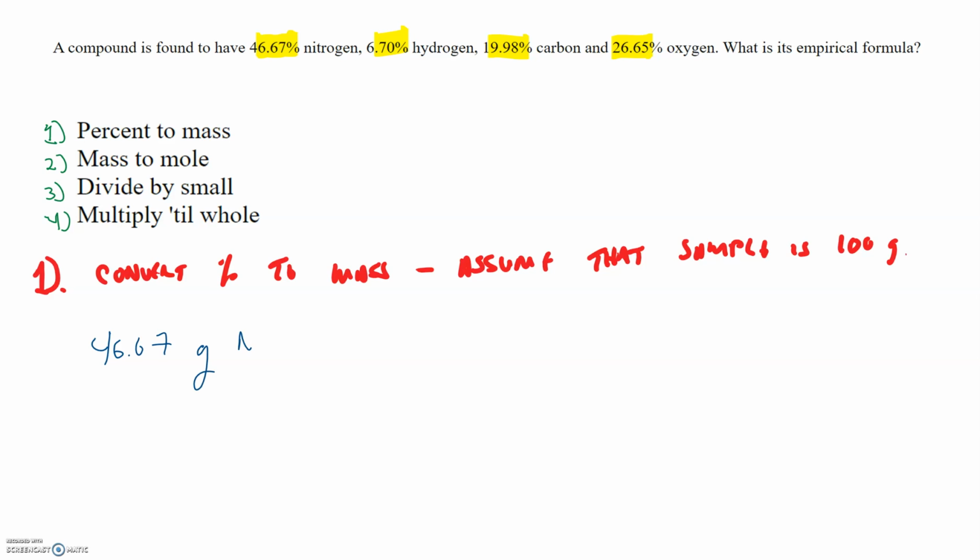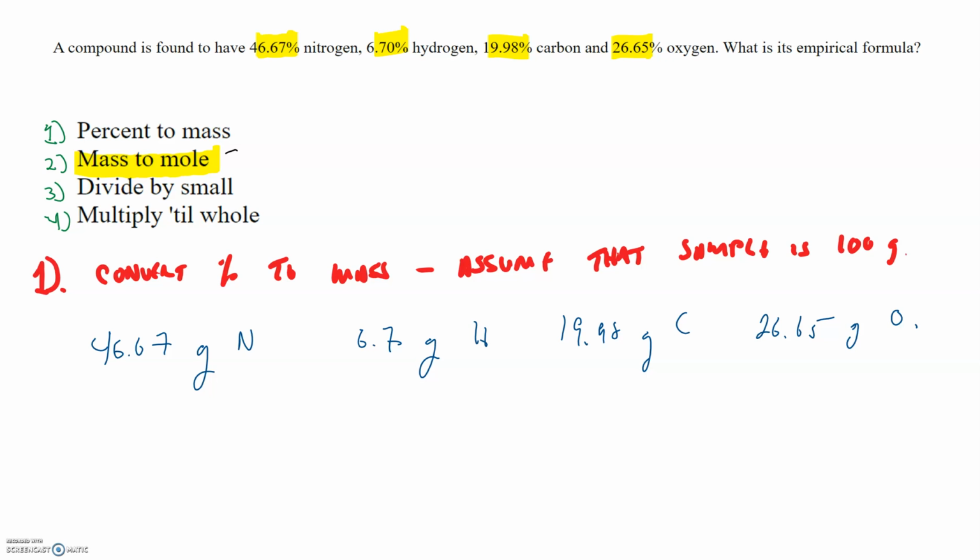That means that now we have 46.67 grams of nitrogen, 6.7 grams of hydrogen, 19.98 grams of carbon, and 26.65 grams of oxygen. That's the first step. Now that we have these into masses, we can take the next step, which is we're going to convert all of these masses to moles.